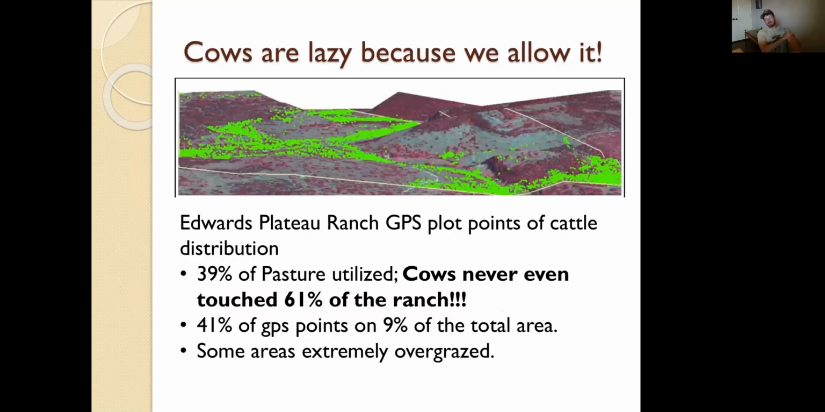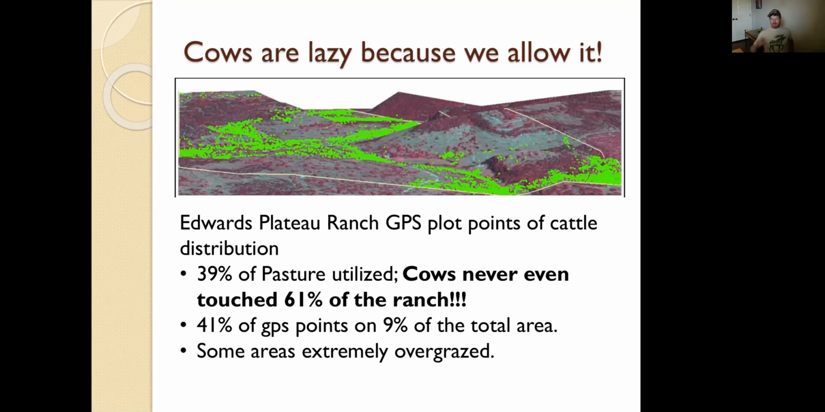Sticking with our continuous impact theory, I love this graphic and I love this tagline. It says, cows are lazy because we allow it. You know, we talk about grazing utilization, or the ability to harvest the most grass for the least amount of work. This is an Edwards Plateau region of Texas. There was a 3,000 acre ranch where they put GPS units on cows, and then they tracked how those cows utilized that pasture. And there's sure enough some elevation change and some vegetation change. But what I want to point out is only 39% of this pasture ever saw a cow. Cows never stepped foot on 61% of this ranch.